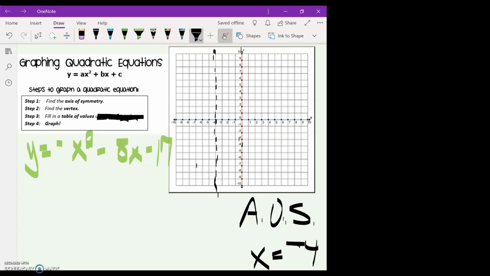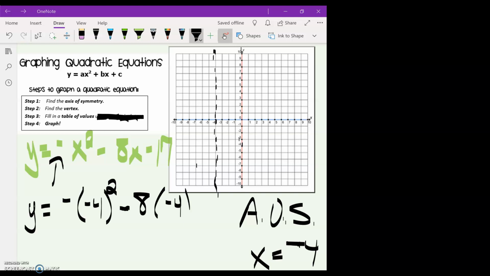I plug that in. Again, here's where we are making a mistake. You want to make sure that that negative comes in, then you insert the negative 4 in parentheses, and then square it. You don't want to just get rid of this negative here. That is a very important piece of the graph. So you want to make sure that you use it appropriately. And then we drop in the negative 8 here, negative 4 minus 17.